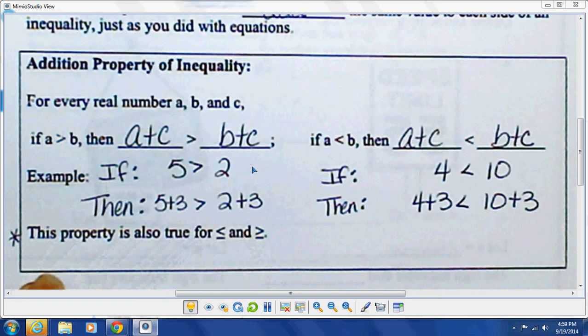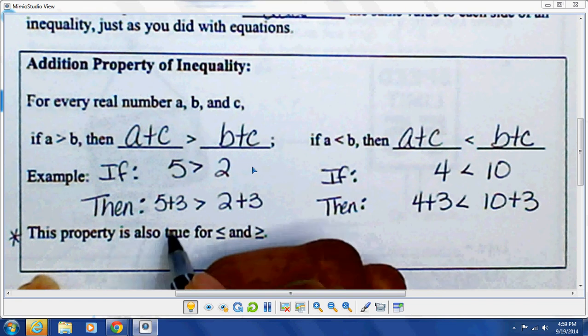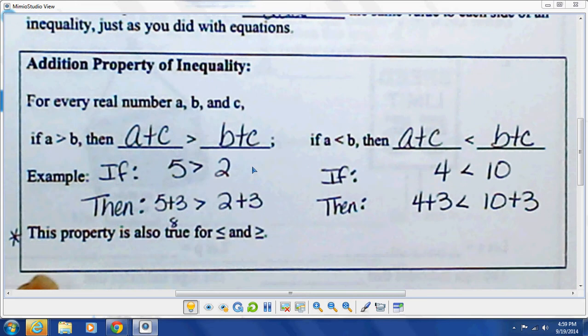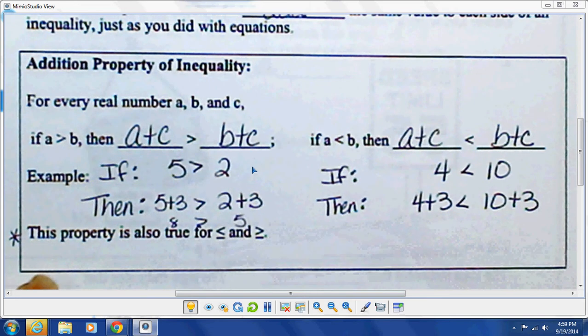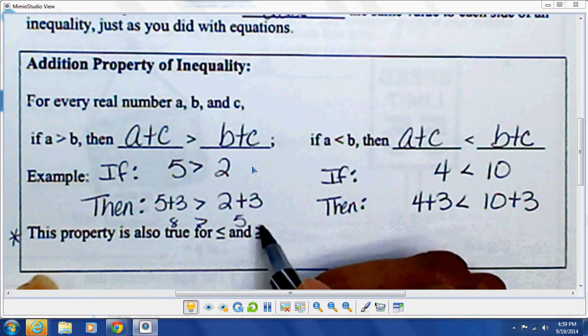So the reason why it's true, because if you were to solve this, you would end up with 5 plus 3 being 8. 2 plus 3 is 5. Is not 8 greater than 5? Yes, so that checks to be true.